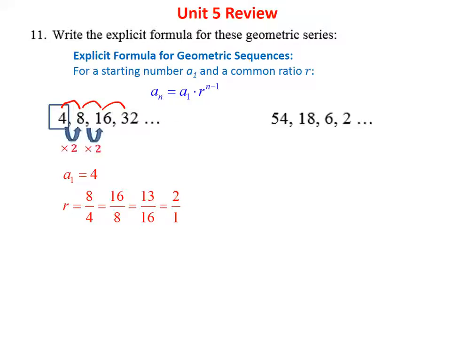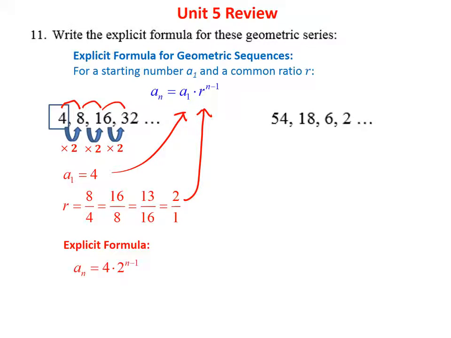Notice that also tells me how this sequence is being multiplied: 4 times 2 times 2. The common ratio is telling you what you're multiplying by. So now we can write our explicit formula by simply substituting this into here and this into here. And so we have a sub n equals 4 times 2 to the n minus 1, and that's our first one.